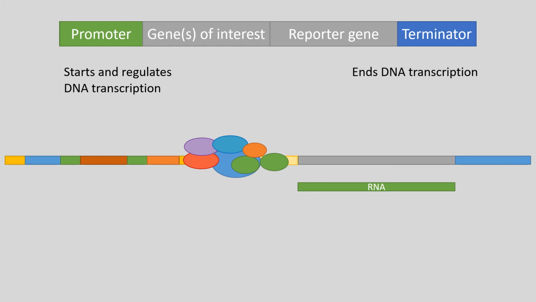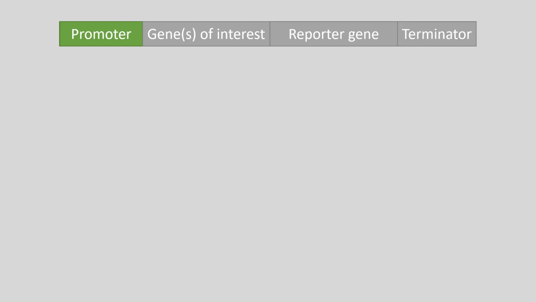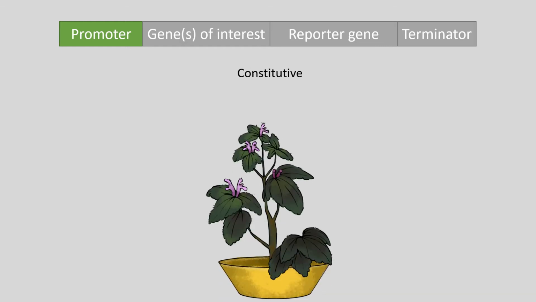In addition to indicating the start of DNA transcription, promoters can also regulate the expression of the gene. This is done with upstream regulation sites. Based on their activities, we distinguish 3 different types of promoters. Promoters which induce constant DNA transcription in all cells at all times are called constitutive.